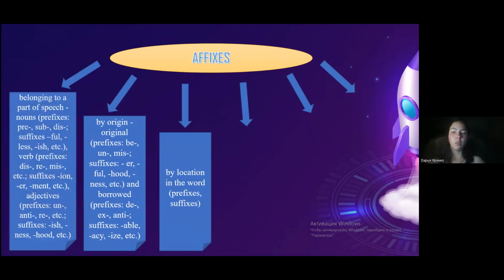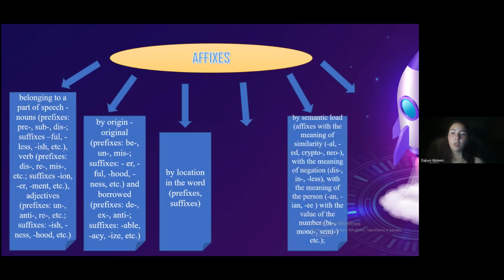Belonging to the part of speech, nouns: prefixes pre, sub, dis, suffixes ful, less, ish, etc. Verb prefixes dis, re, mis, suffixes ion, er, ment. Adjectives prefixes un, anti, re, suffixes ish, ness, hood. By semantic load, affixes with the meaning of similarity are like, its, crypto, neo, with the meaning of negation dis, in, less, with the meaning of the person an, en, e, with the value of the number bi, mono, semi.